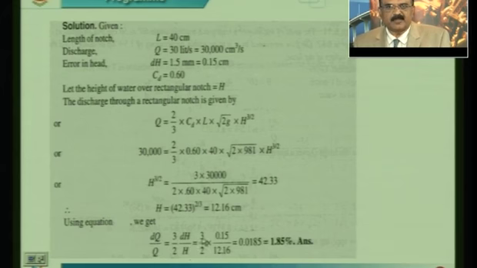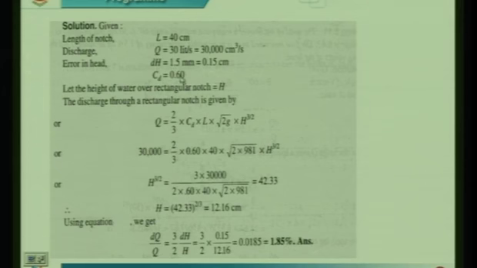Now this is 1.5 mm. Therefore, that becomes 0.15 centimeter, and h we just calculated is 12.16. Substitute this value and you find the error in discharge is equal to 1.85%. Kindly recall, here the error is 1.5 mm. So this is the error I made in measuring the head. Now if I made this much error, its effect on the discharge is 1.85%.